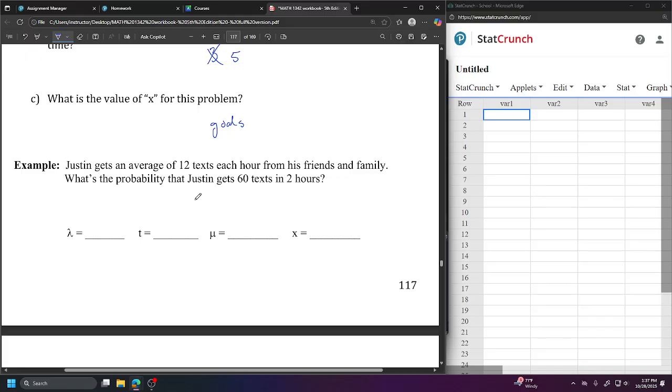I'm not worried about it. This one's going to be a little bit weird. This is actually something that's on the homework. They say that we have an average of 12, and so 12 is going to be this lambda. On the homework, they're going to have a question just like this. When they say average, you put that in, and there you go. Now, time is 2 hours, so you're going to put a 2 right here, straightforward.